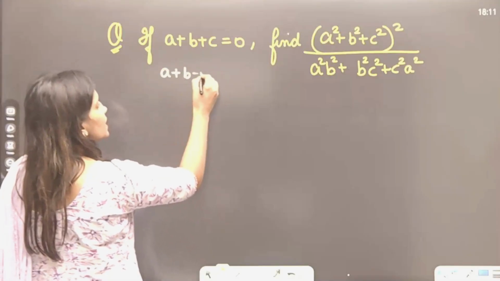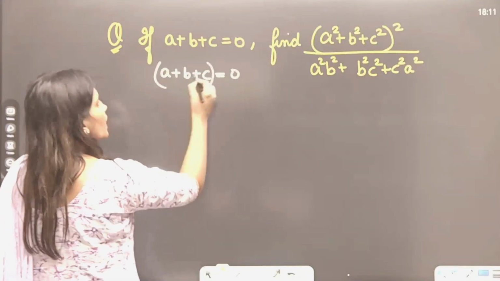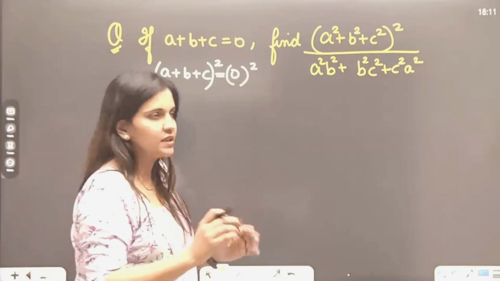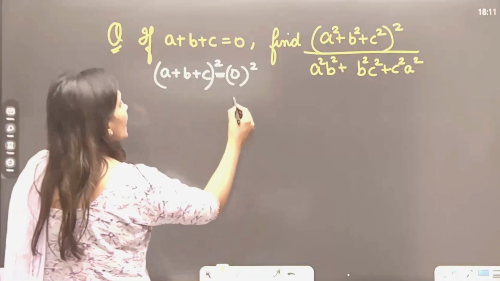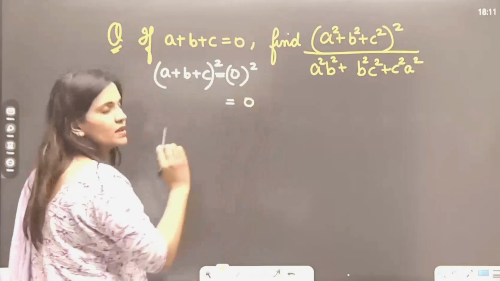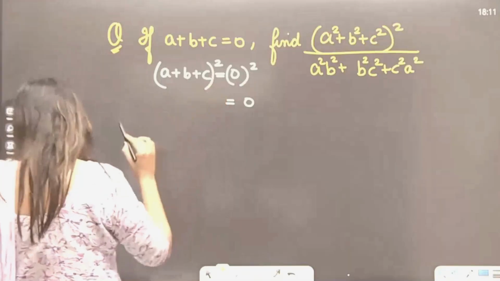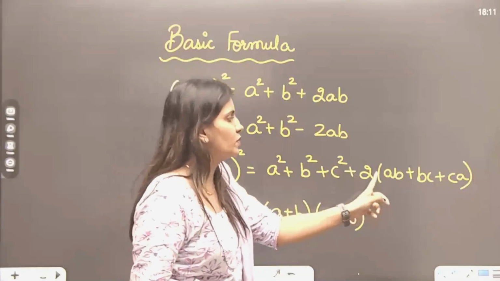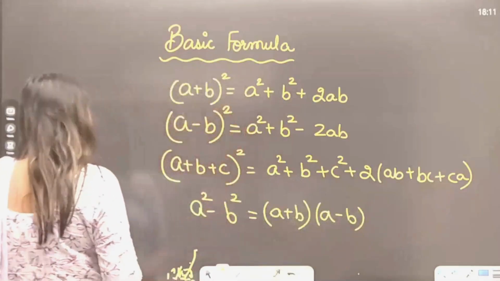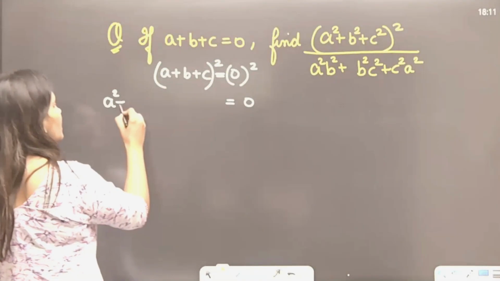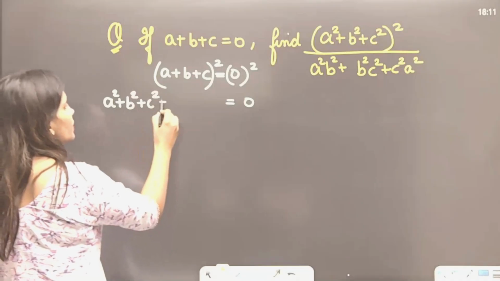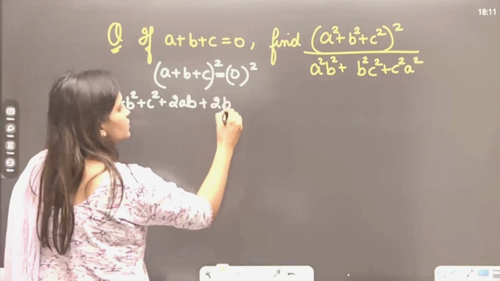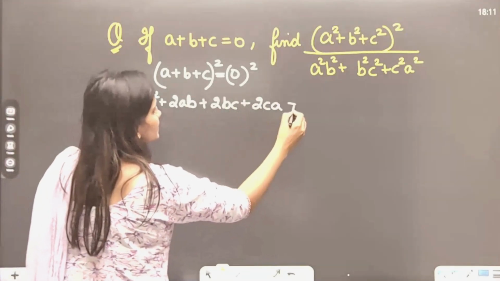So it is a + b + c = 0. I'm squaring it both sides, right? We can square the equation both sides anytime. If I square this, the RHS is 0 only, since 0 squared is 0, and (a + b + c)² is a² + b² + c² + 2ab + 2bc + 2ca. So I'll open it like this: a² + b² + c² + 2ab + 2bc + 2ca = 0.